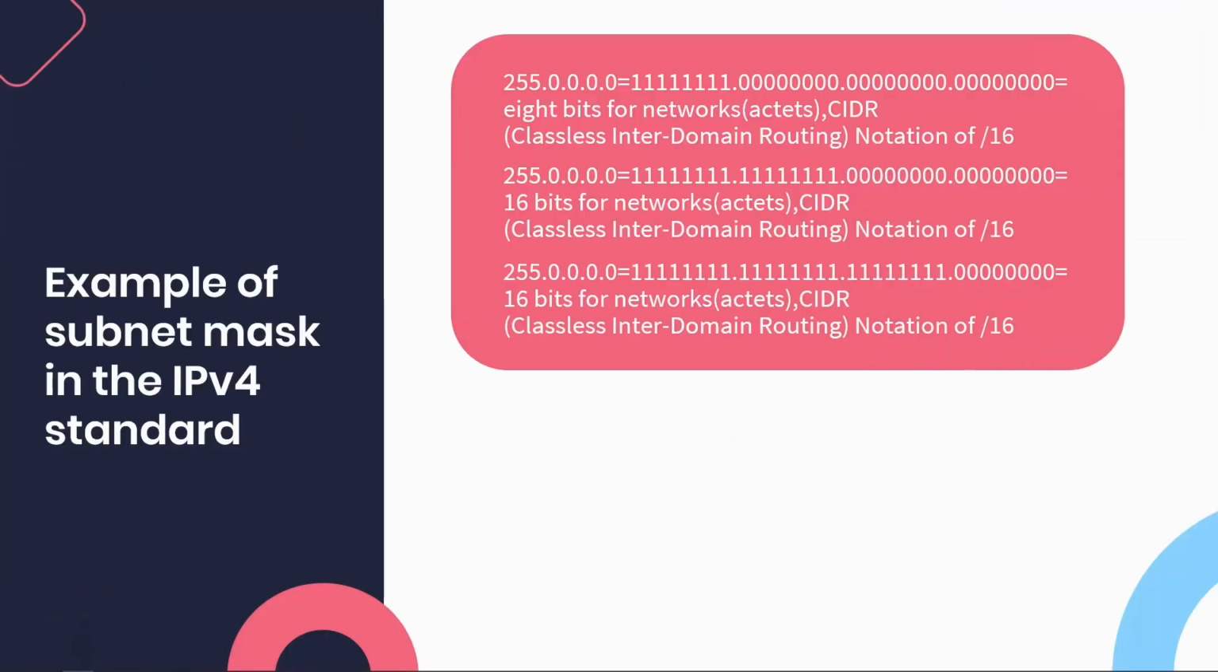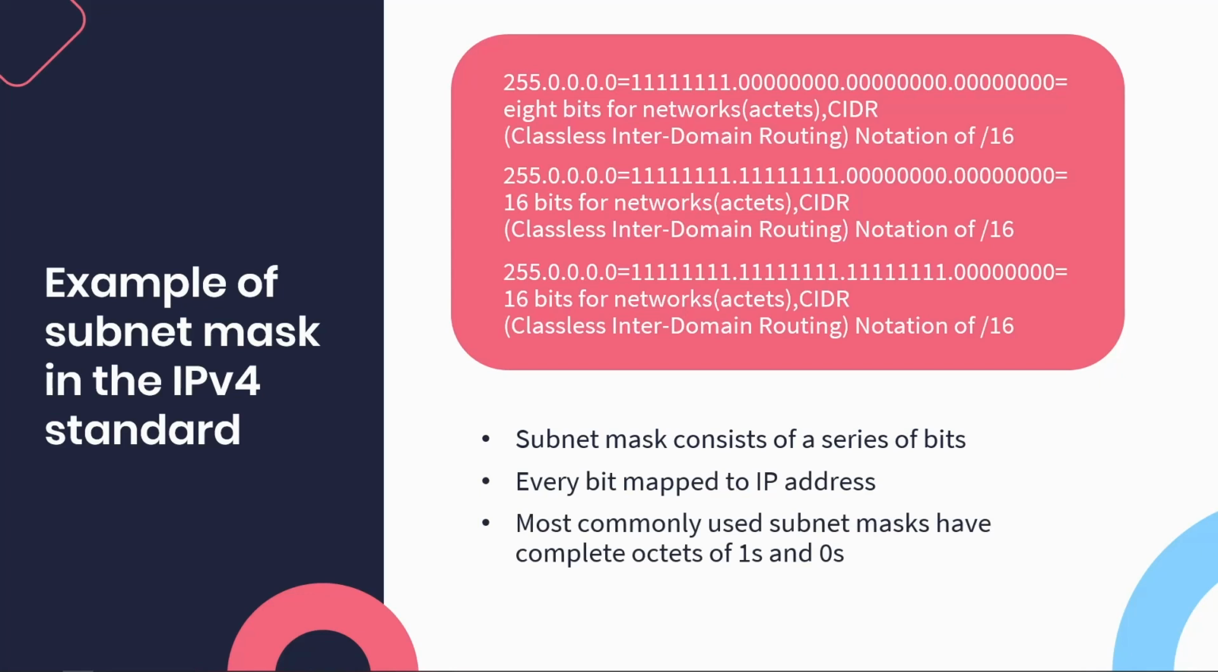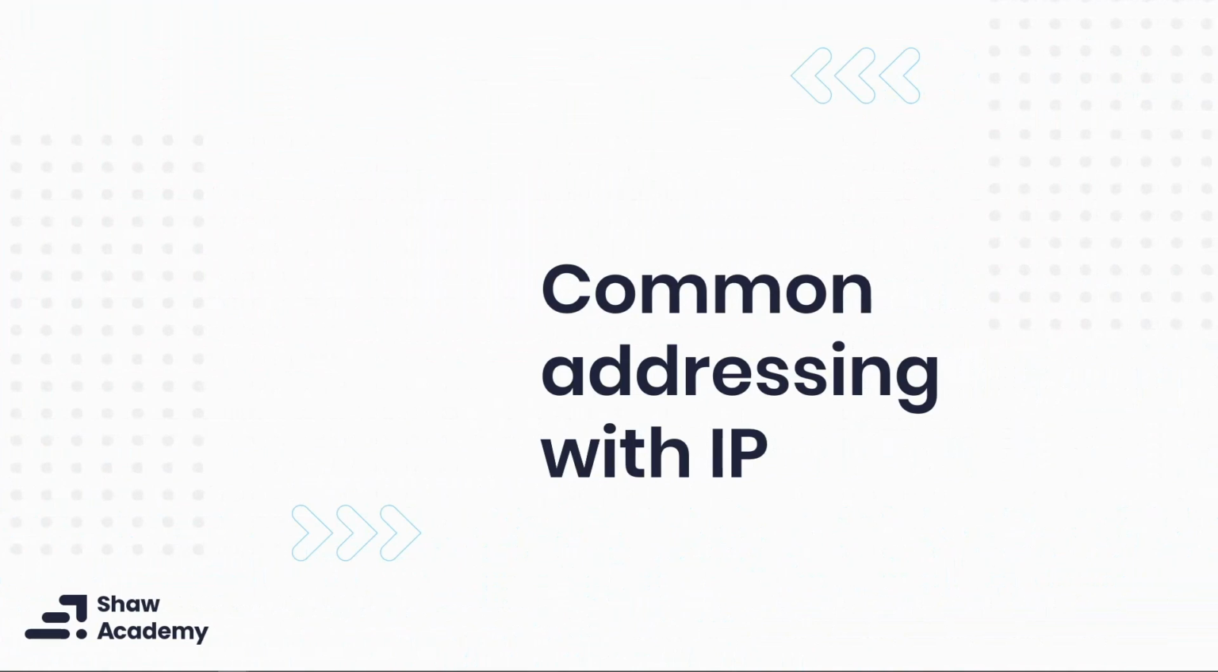From this example of a subnet mask in the IPv4 standard, we can see that a subnet mask consists of a series of bits. Every bit is mapped to the IP address. And in the IPv4 standard, the most commonly used subnet masks have complete octets of ones and zeros. If you would like to read more about subnetting, you can check the bonus content for this lesson in your toolkit. Okay, let's now look at how IP addressing is used for communication over the internet.